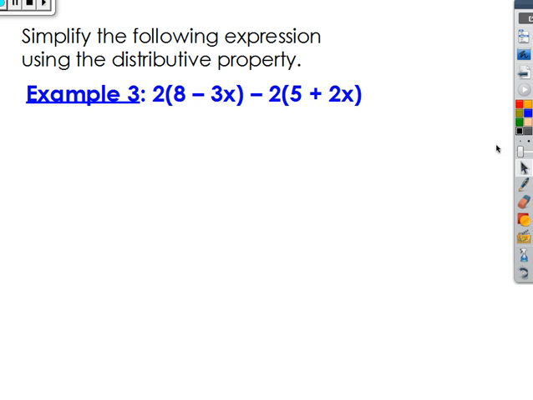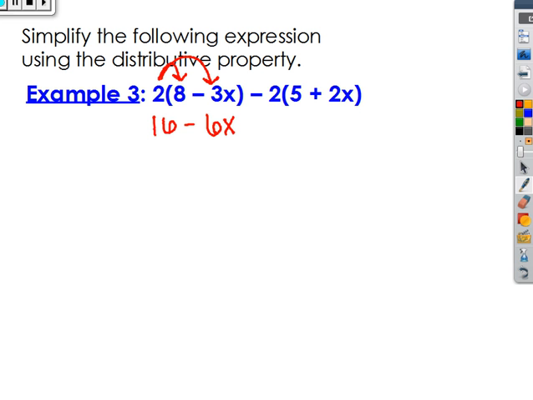Alright, example 3. You've got a couple of things happening here, a couple of different times I'm going to distribute. So again, can't do anything inside the parentheses like combine like terms because they're different. I don't have any exponents, so my next step is multiplication or division, and distributing is multiplication. So I'm going to distribute. 2 times 8 is 16. 2 times negative 3x would be a negative 6x.